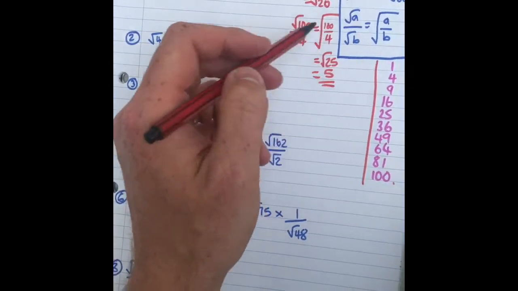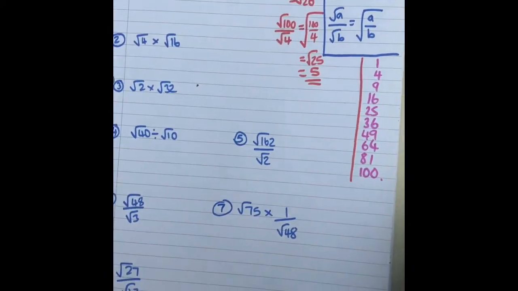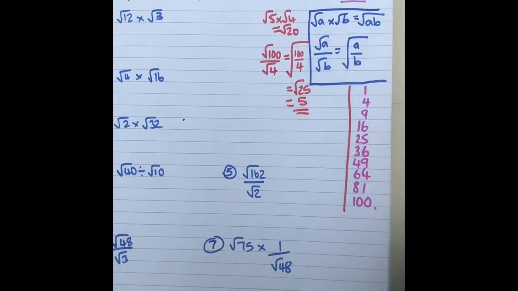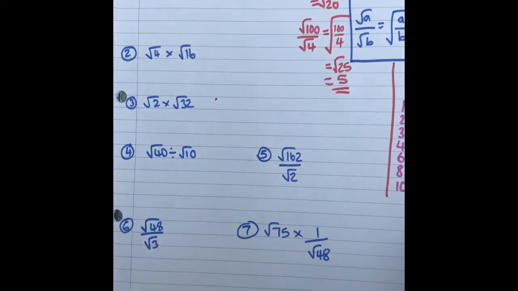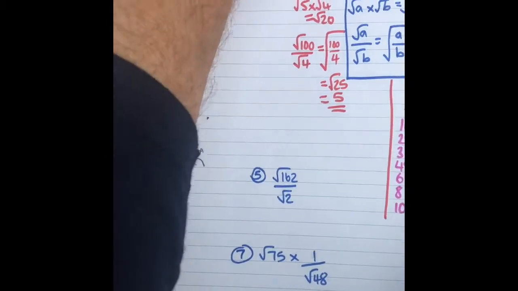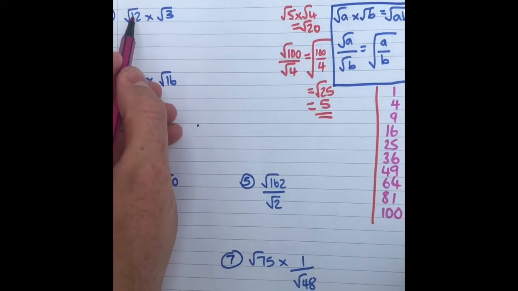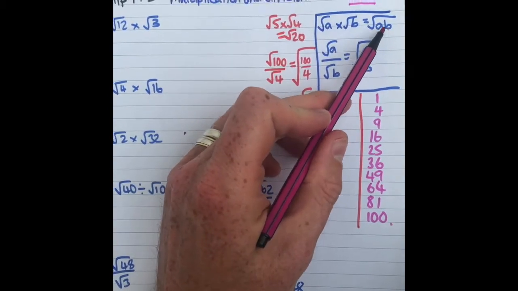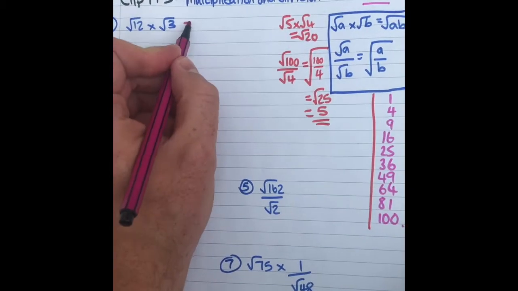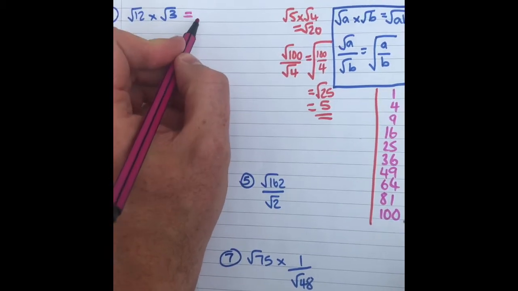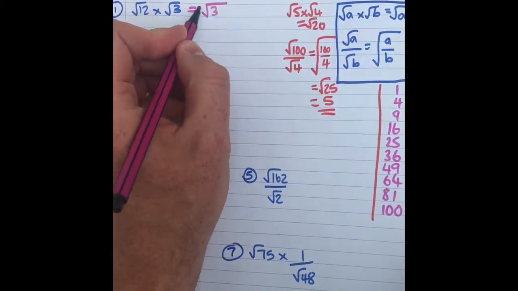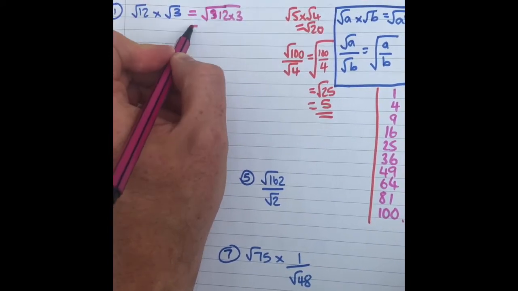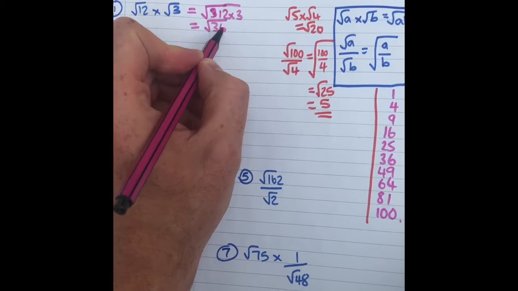Okay, so once you've got these rules in your head, the more practice you do with surds, the better you will get at them. It's a grade 7 upwards topic. Right, let's look at the first one. Root 12 times root 3. Well, we know, based on this rule, root a times root b equals root ab. So if I multiply these two together, that is the same as the square root of those two numbers multiplied together. So that is 12 times 3, which we know is root 36.